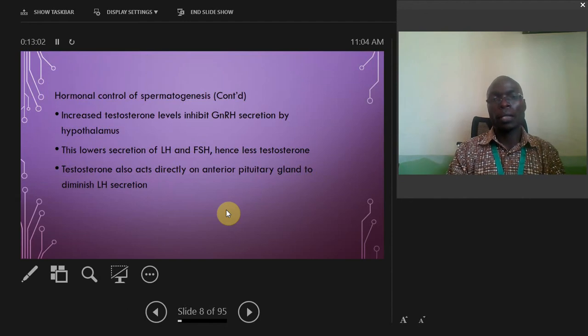Testosterone, we need to note, also acts directly on the anterior pituitary gland to reduce secretion of luteinizing hormone. Basically, that is how hormones play a role in regulating the process of spermatogenesis.